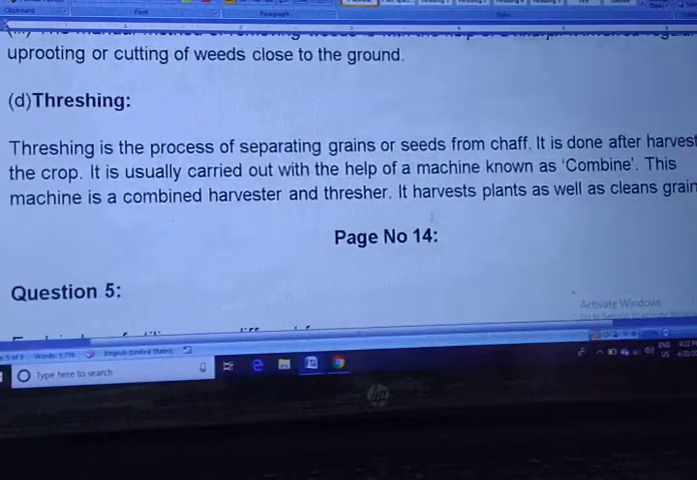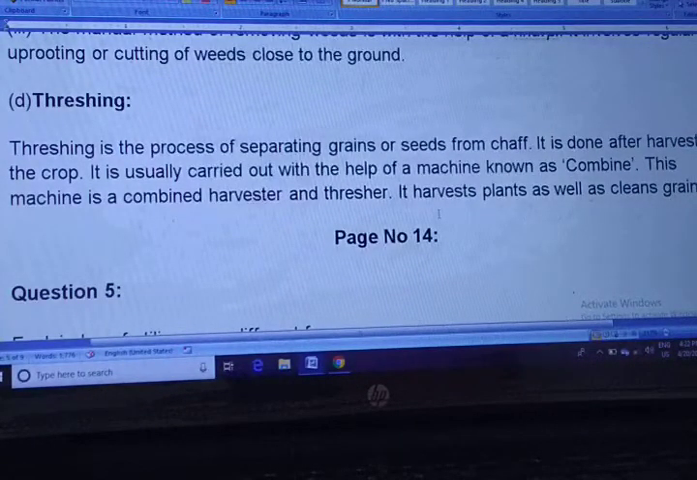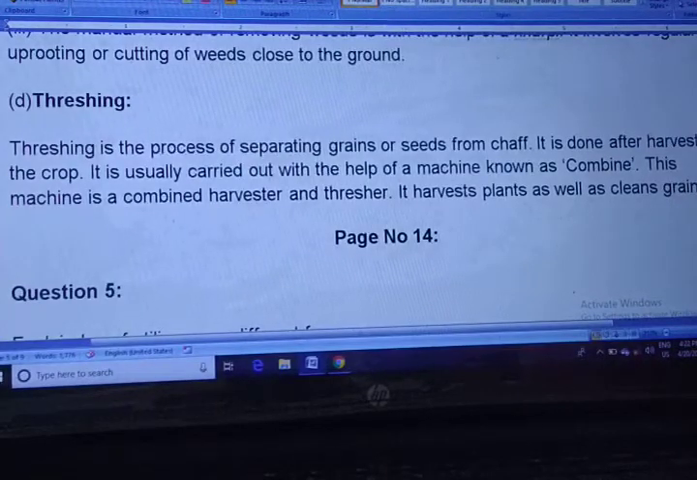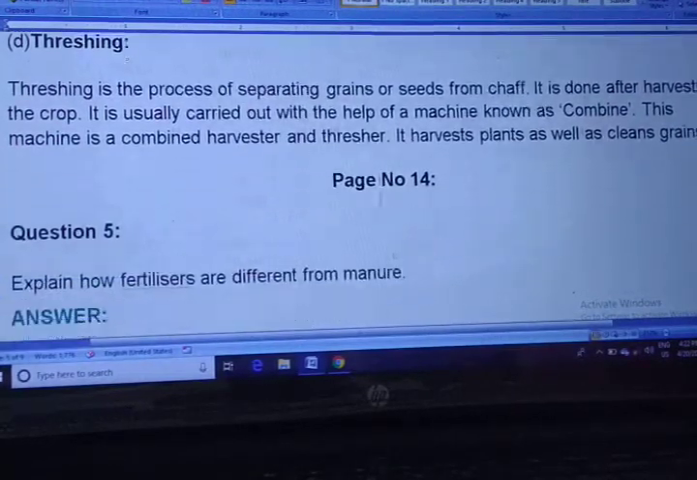Next is threshing. Can you tell me what threshing is? Threshing is the process of separating grains or seeds from the chaff. It is done after harvesting the crop. It is usually carried out with the help of a machine known as a combine. This machine is a combined harvester and thresher. It harvests plants as well as cleans the grains. After the whole crop has matured and grown, we do harvesting. After harvesting, we have to remove our grains from the chaff. That's why we do threshing. You can see the answer.